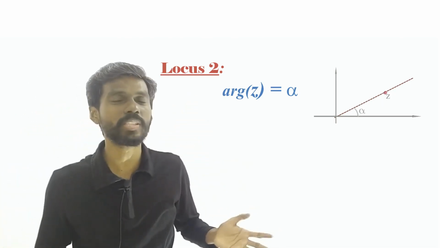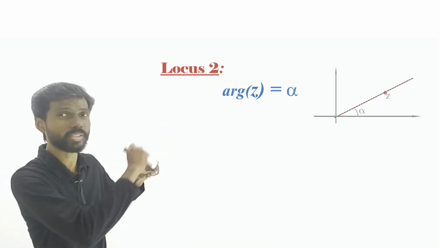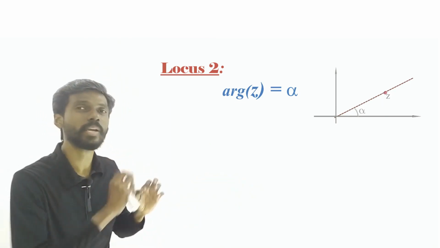That means what is the locus? That is just a straight line. That's all. So that straight line making angle alpha, passing through origin, right? So that straight line making angle alpha with the x-axis is the locus of this, right?